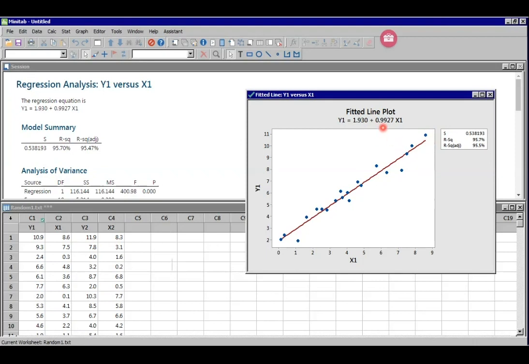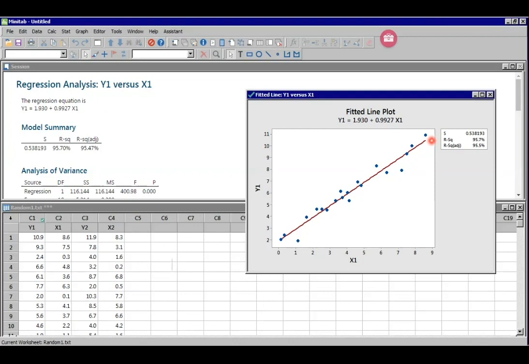If I plug x1 equal 8.6 into my estimated regression equation, and I do the math, I get 10.5 for y hat. The fitted value of y for this first observation is 10.5. If I take the difference between 10.9 and 10.5, I get 0.4, and that's the residual for the first observation. On the graph, that would be the vertical distance between the observed value of y, 10.9, and the fitted value of y, 10.5, which is on the line. That distance is 0.4.